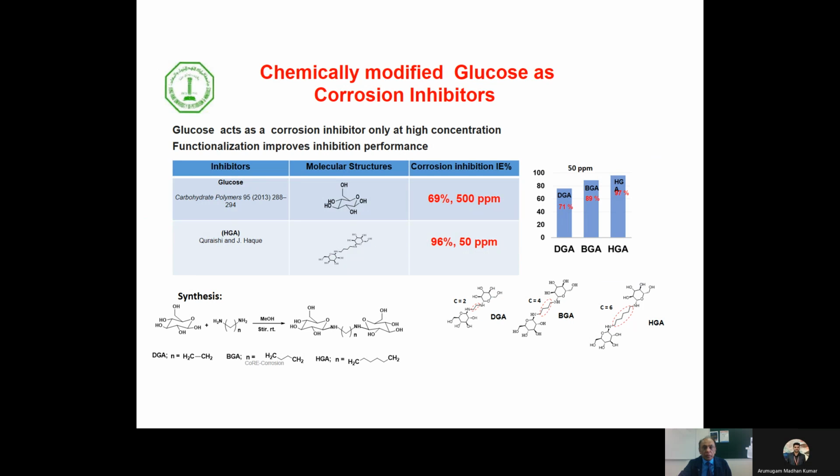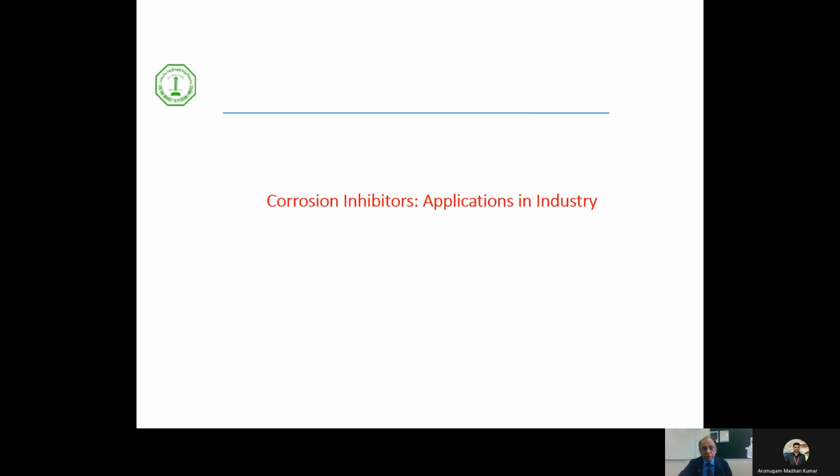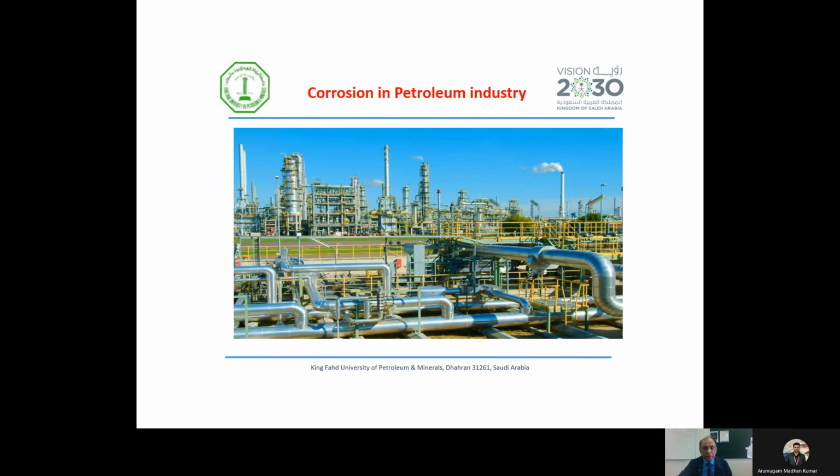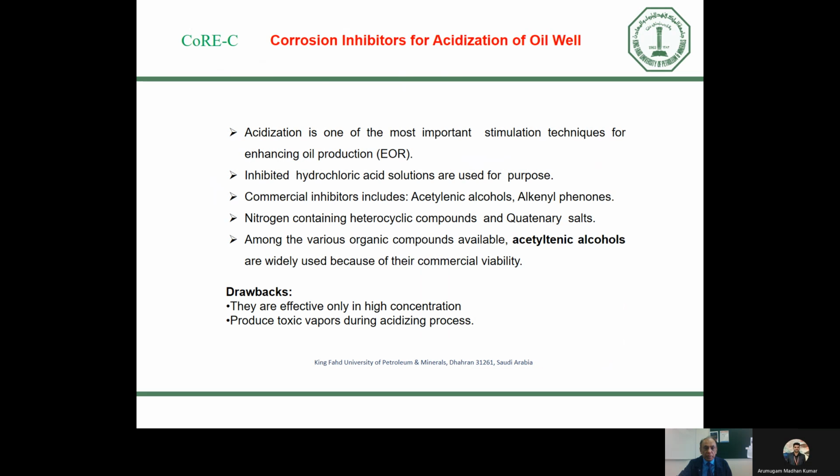We can also use glucose derivatives as corrosion inhibitors. Glucose itself has 69% efficiency at 500 ppm, but if we modify it, then we can reach an efficiency of 96% at 500 ppm. Corrosion inhibitors also find wide applications, and some of the applications we have listed are in the petroleum industry.